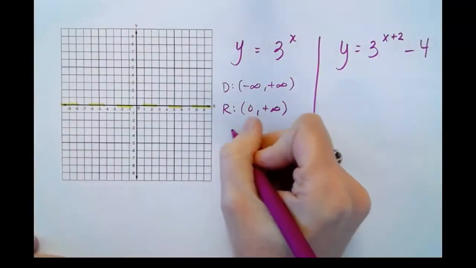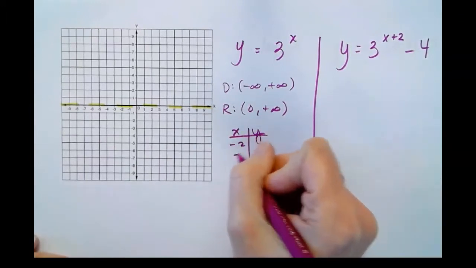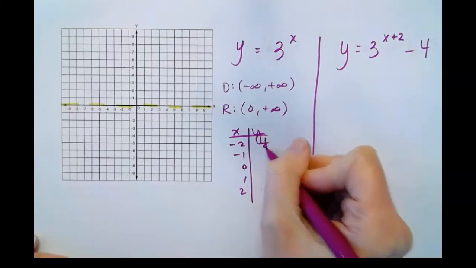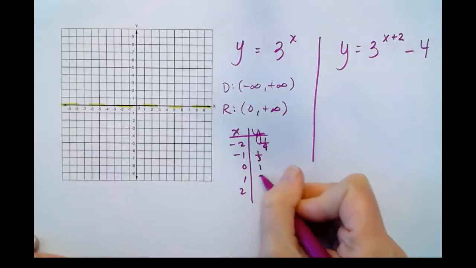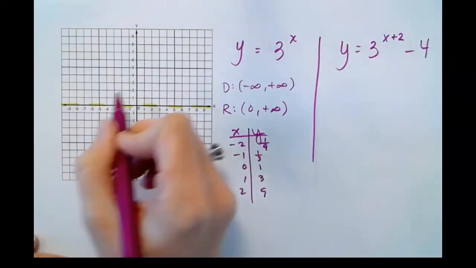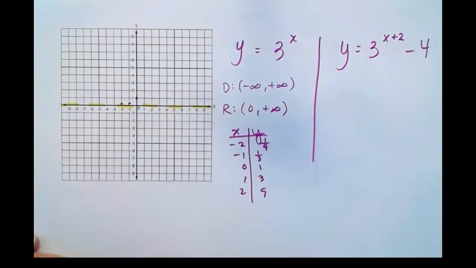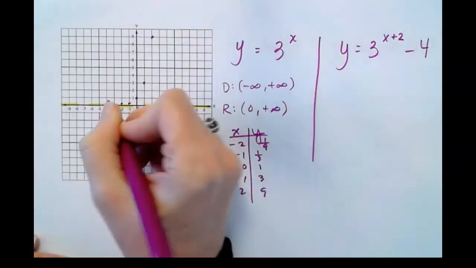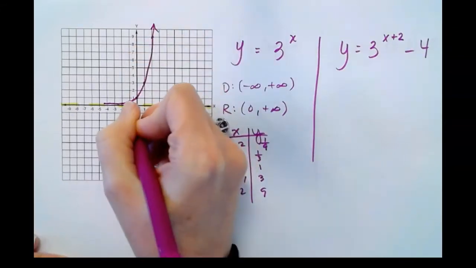So if you want to make yourself a little xy chart, go for it. -2, -1, 0, 1, 2. So 3 to the -2 is 1/9. 3 to the -1 is 1/3. 3 to the 0 is 1, 3, 9. And then you can quickly graph those points. And there is our parent function.